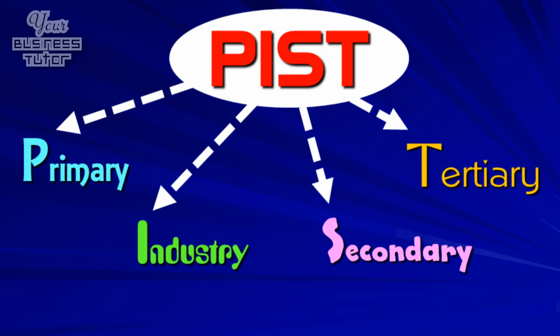But what I also want to leave you with is an acronym to help you remember the sectors of industry. And that acronym is PIST. P-I-S-T. P, to help you remember the primary industry. I, so that we remember this acronym is to do with the sectors of industry. S, for the secondary sector. And T, for the tertiary sector.